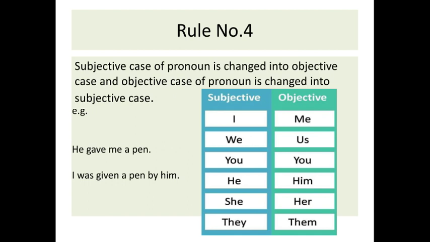For example, in this sentence we will use pronouns in the subjective case and also in the objective case. For example, he gave me a pen. There, he is in the subjective case and it is changed into the objective case, and me is in the objective case and it is changed into the subjective case. He gave me a pen. I was given a pen by him. So both cases are changed into each other.